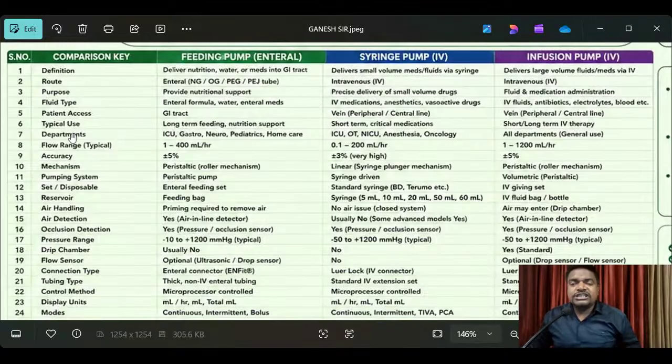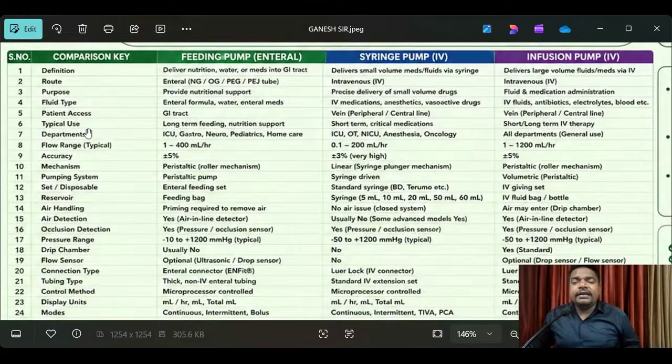Now the sixth point, my dear engineers. I hope it is visible right now. Let me continue. Keep watching my live sessions and engage in my training classes about biomedical engineering. So the sixth point, comparison key, typical use. I took three equipments, and these are the points to compare. Keep quiet, listen carefully, don't make noise, and let me finish the topic today.